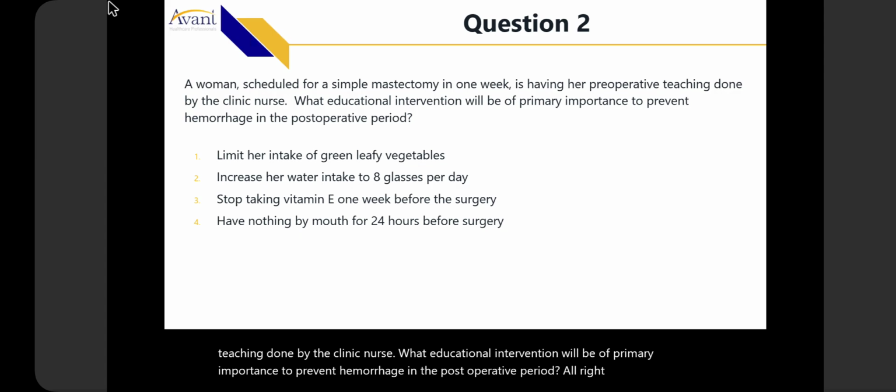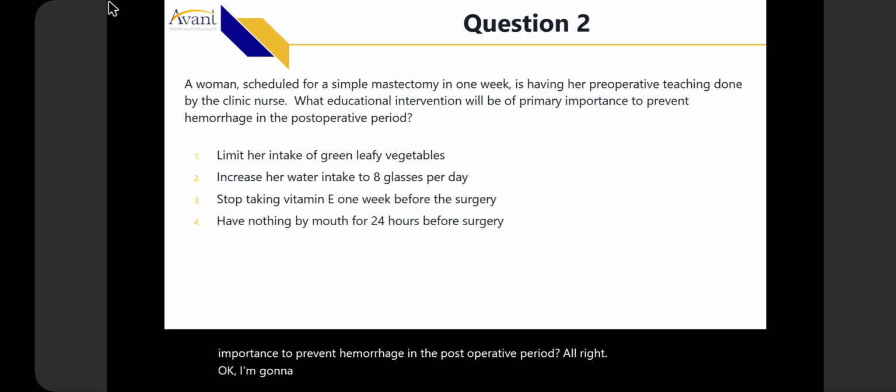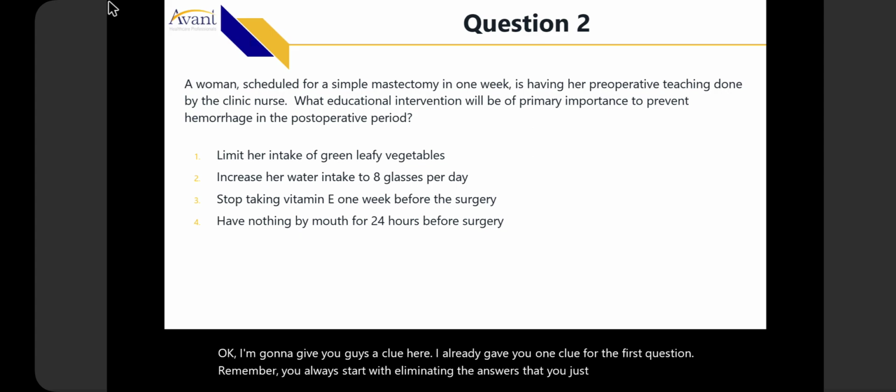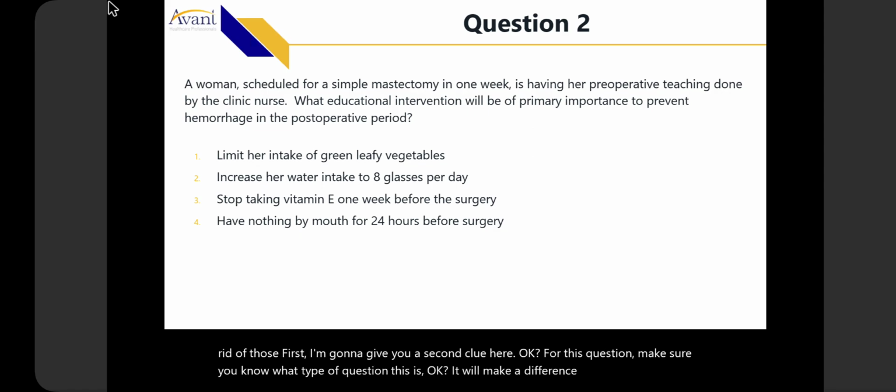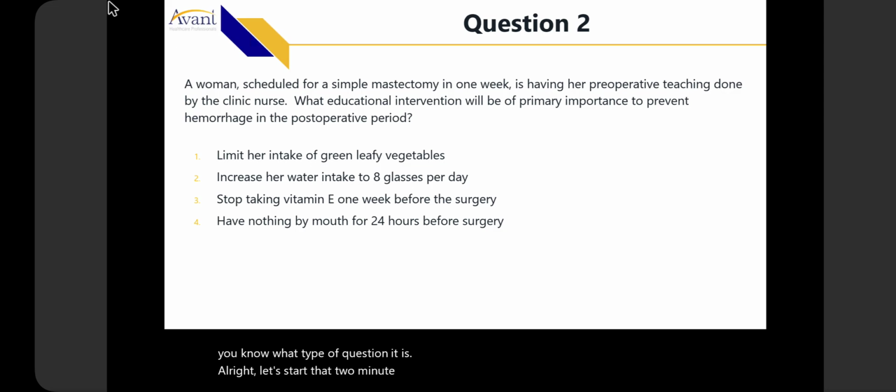I'm going to give you a clue here. I already gave you one clue for the first question. Remember, you always start with eliminating the answers that you just know are not true. Get rid of those first. I'm going to give you a second clue for this question. Make sure you know what type of question this is. It will make a difference. Let's start that 2-minute timer and go.